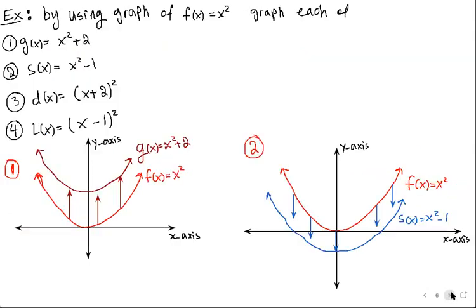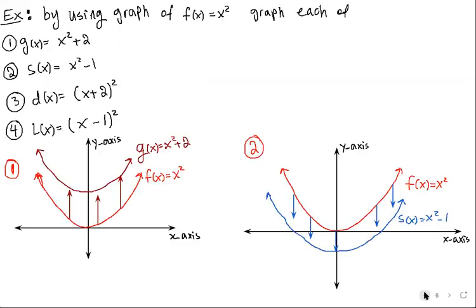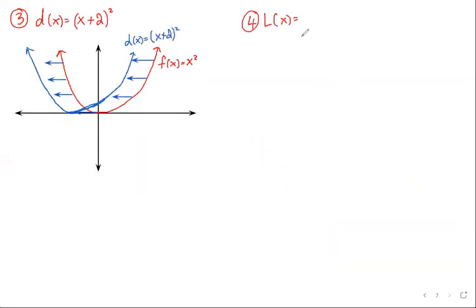Okay. So number 4. It is L of x. L of x equals x minus 1 squared, x minus 1 squared.